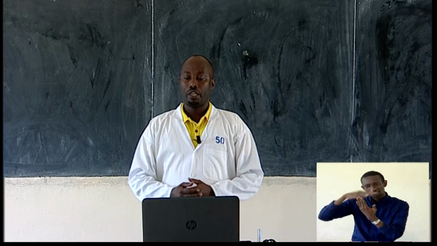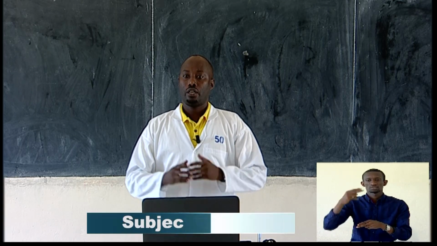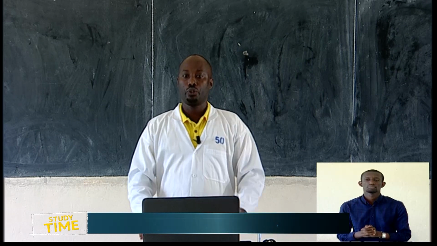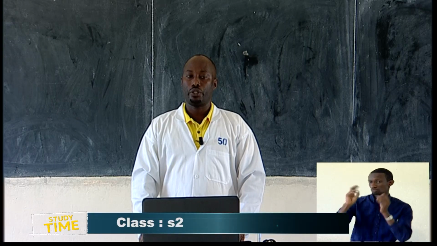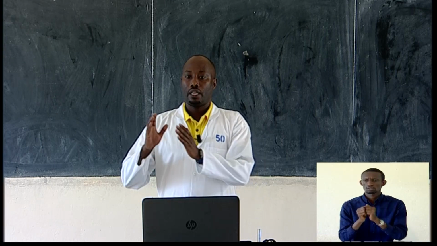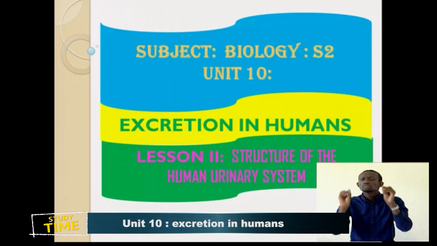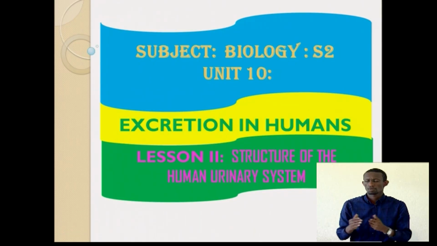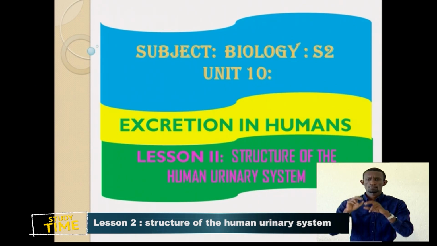As usual, I'm teacher Herbert and I'm going to take you to lesson 2 of biology. The biology of today is for senior 2, unit 10, which is concerning excretion in humans. In lesson 2, we're going to talk about the structure of the human urinary system and its functions, and we're going to have a home assignment or homework.